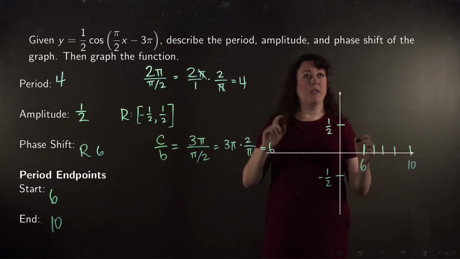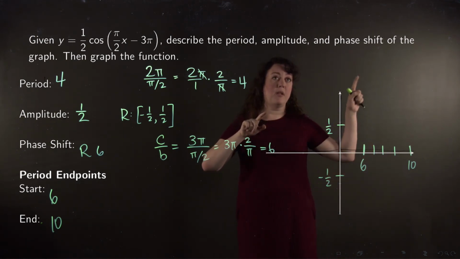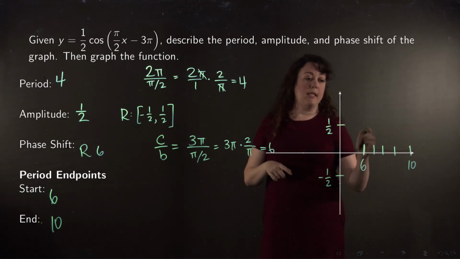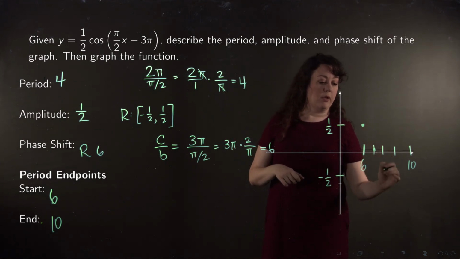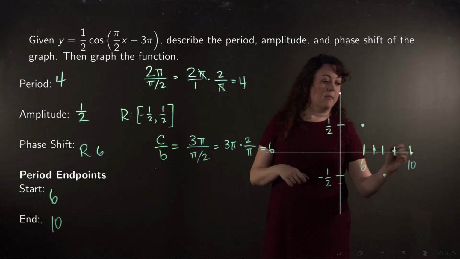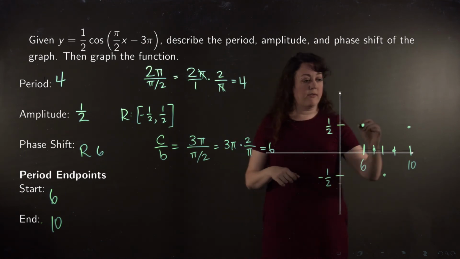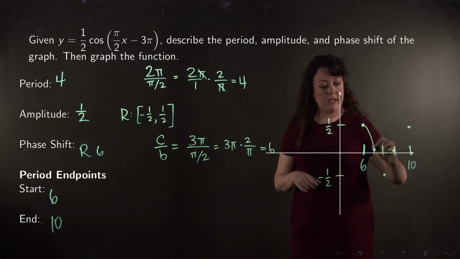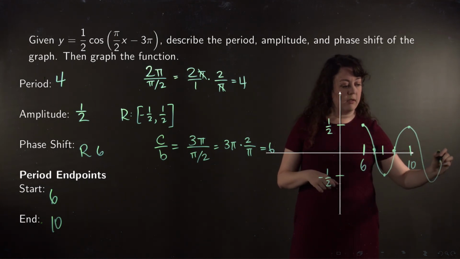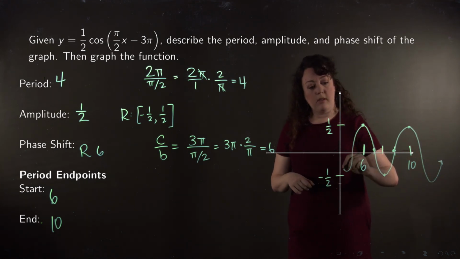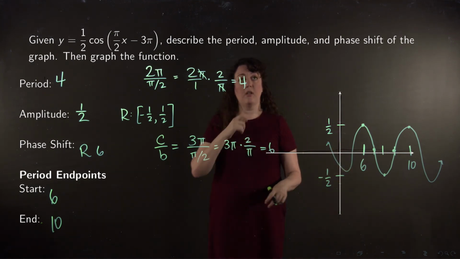So cosine starts at the top, comes down, goes to the bottom, comes back to the middle, goes back to the top. So at 6, we're starting at the top, we're going down to the middle, down to the bottom, back to the middle, back to the top. So that's our first wave. We curve it down, come back up, and we can keep going. I don't know where it crosses, that's probably not accurate. I didn't pay attention to the y-intercept.